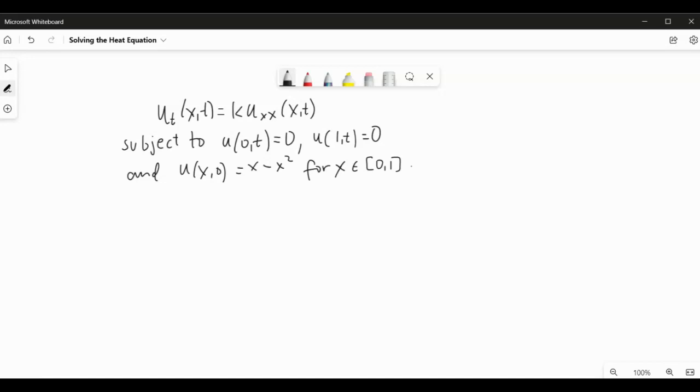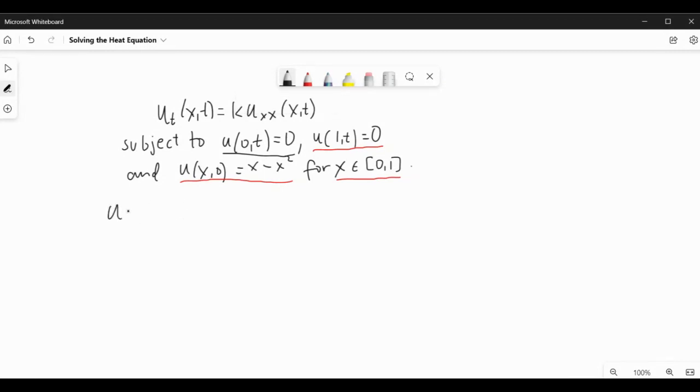I'm showing my whiteboard where you have in the first equation a partial differential equation. And this partial differential equation will have to satisfy three conditions, namely the following. We have u of 0,t equal to 0, u of 1,t equal to 0, and u of x,0 is equal to x minus x squared whenever x is an element of the closed interval [0, 1]. So let's go right ahead and start the solution.